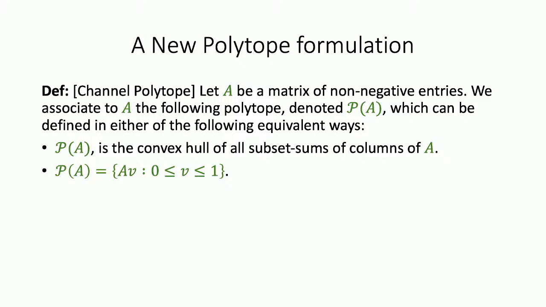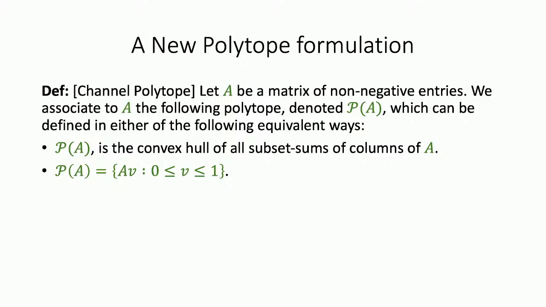So we have the channel polytope where we start with any matrix A of non-negative entries. And what we're going to do is just consider either the convex hull of all subset sums of columns of A, or equivalently, you take any vector V with entries between 0 and 1, and you hit A with all such possible V's. And the second definition captures exactly this notion of degradation from the stochastic matrix point of view.